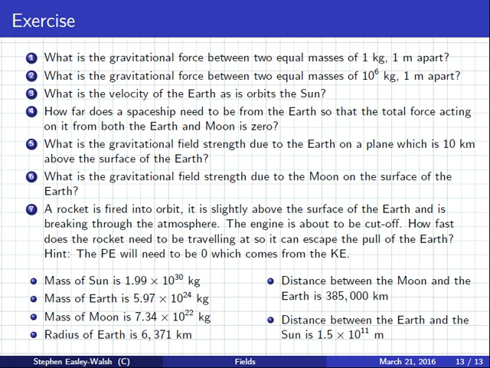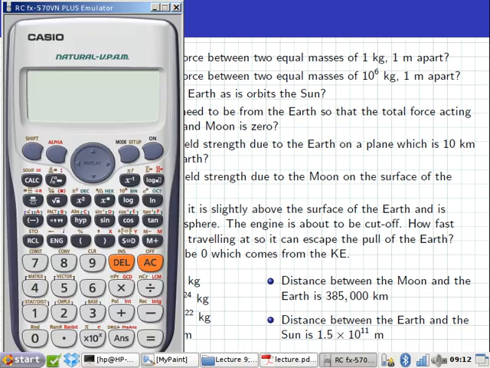In fact, you could use that as the definition of G. G is the gravitational force between two 1 kilogram masses 1 meter apart. So it's quite small. Okay, number 2.